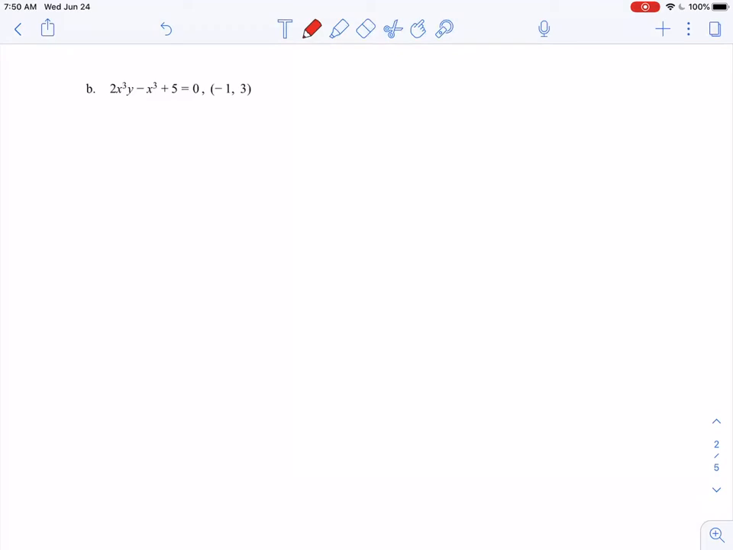So again, let's just rewrite our problem. 2x cubed y minus x cubed plus 5 is equal to 0. And I want to take the derivative of both sides with respect to x. This term right here is the one that's going to give us the most trouble. This is the one that's actually going to be pretty tricky.